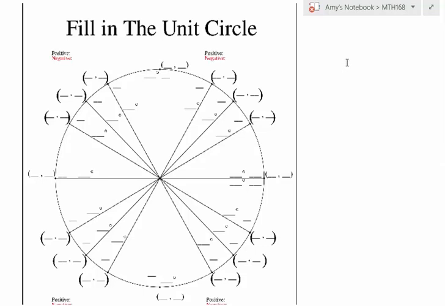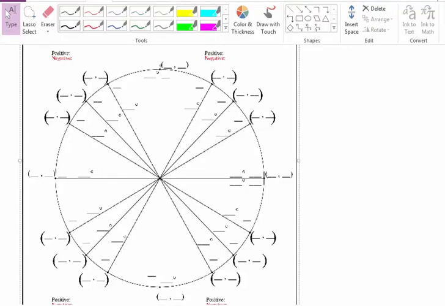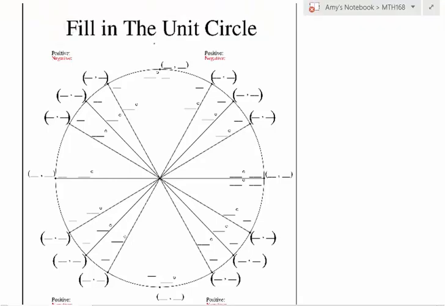Okay, we're looking at your worksheet where you have to fill in the unit circle. It's the pink sheet that I gave you in class. First of all, we're going to look at your quadrants. Forgive me that that's not a straight line down through there.